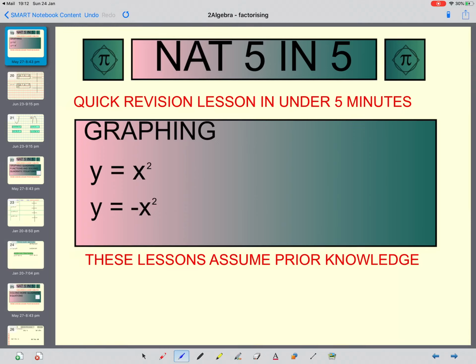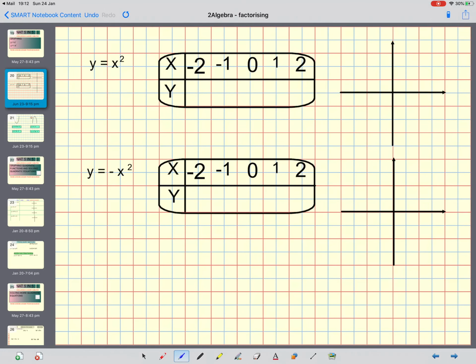We're going to be doing some graphing or sketching of y equals x squared and y equals negative x squared. So let's have a look. Okay, so I've just set up a table of values for y equals x squared. So we're going to start up here with y equals x squared.